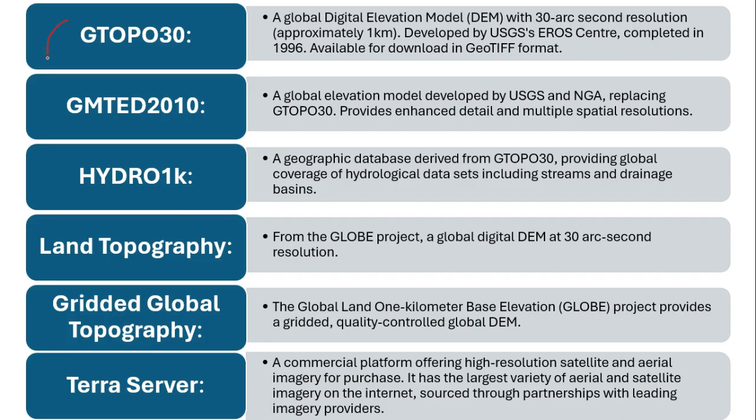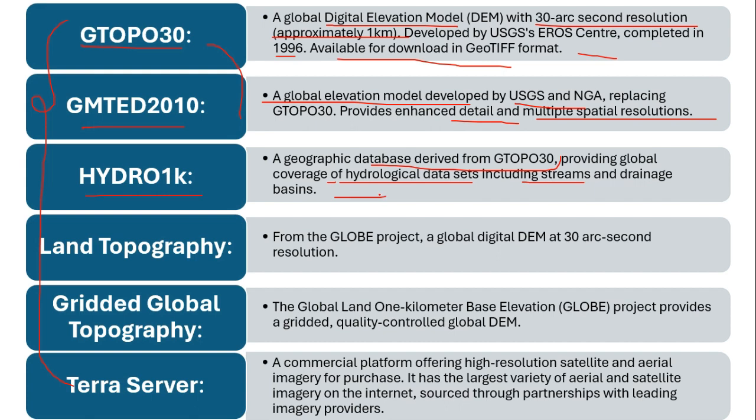Then we have also so many kinds of DEM data like GTOPO30. It is global DEM data with 30 arc second resolution, approximately 1 kilometer. It was developed by the USGS EROS Center, completed in 1996. It is available for download in GeoTIFF format. Then GMTED2010, this is also global elevation data developed by USGS and NGA. It basically replaces GTOPO30 and provides enhanced detail and multiple spatial resolution data. Then HYDRO1K, a database derived from GTOPO30. It provides global coverage of hydrological data sets including streams and drainage basins.